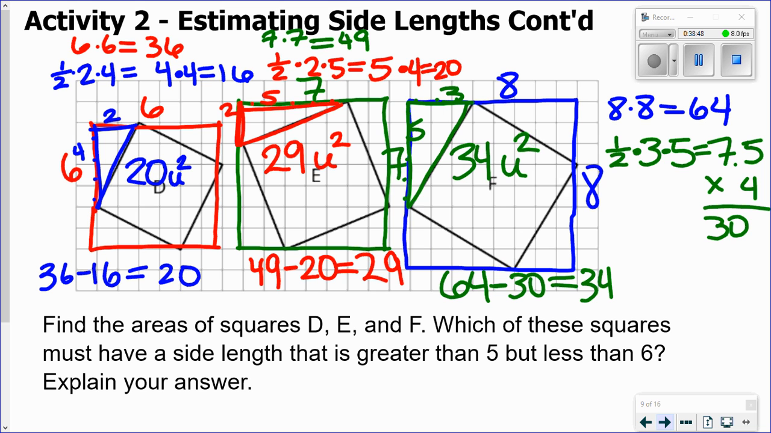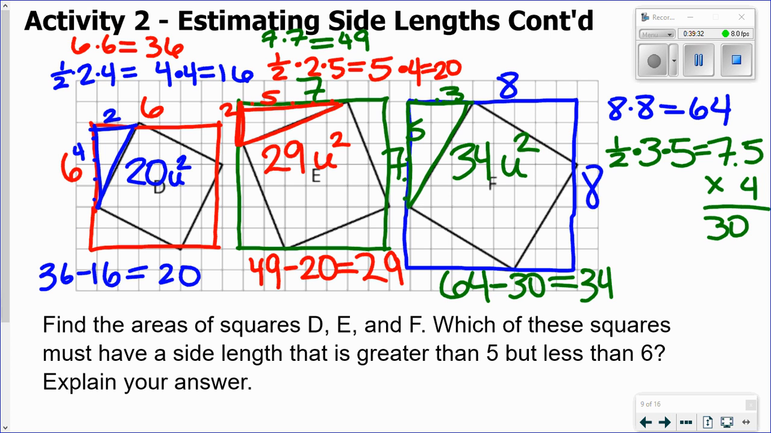So we found all the areas of D, E, and F. Which of these squares must have a side length that is greater than 5 but less than 6? So I know that a 5 by 5 square, right, is going to give me 25. So it's got to be something greater than 25. I also know that a 6 by 6 square is going to give me an area of 36 square units. So it has to be greater than 25, but less than 36. So which of these squares could possibly have a side length greater than 5 but less than 6? It could be figure E, or it could be figure F, right, based on our work here.